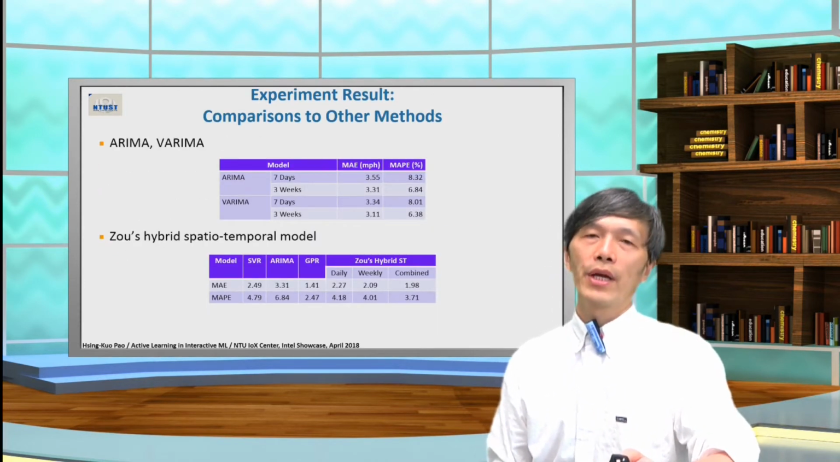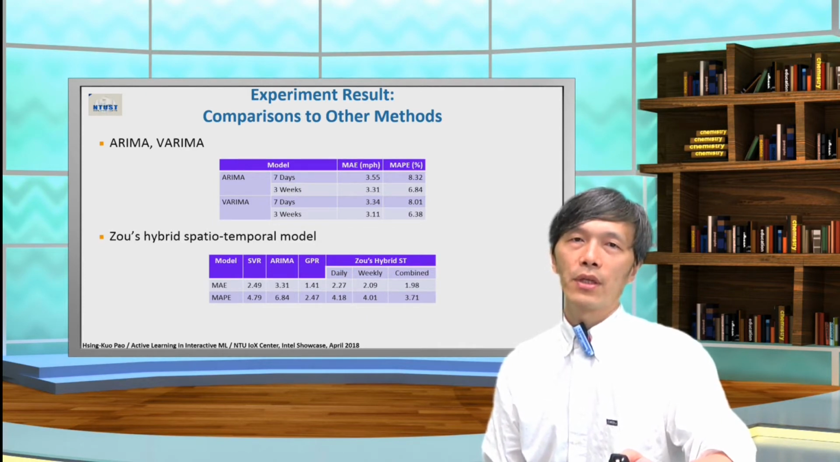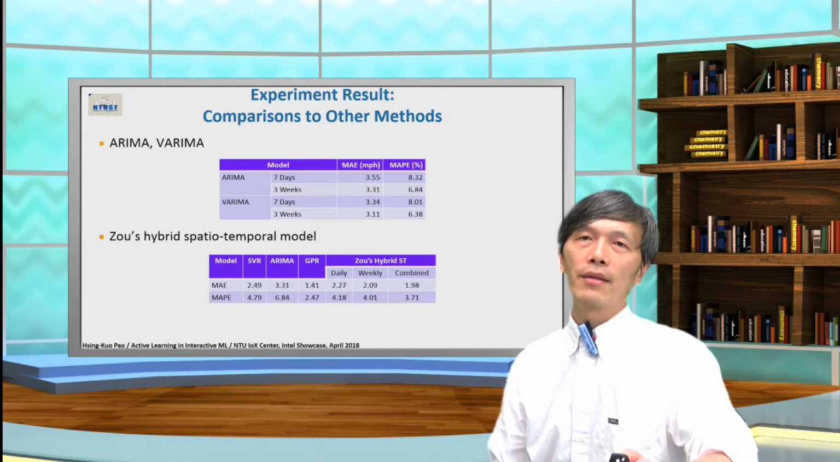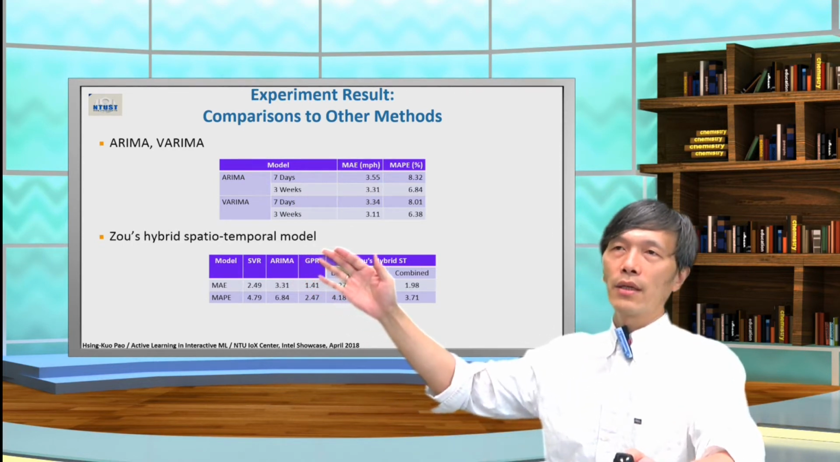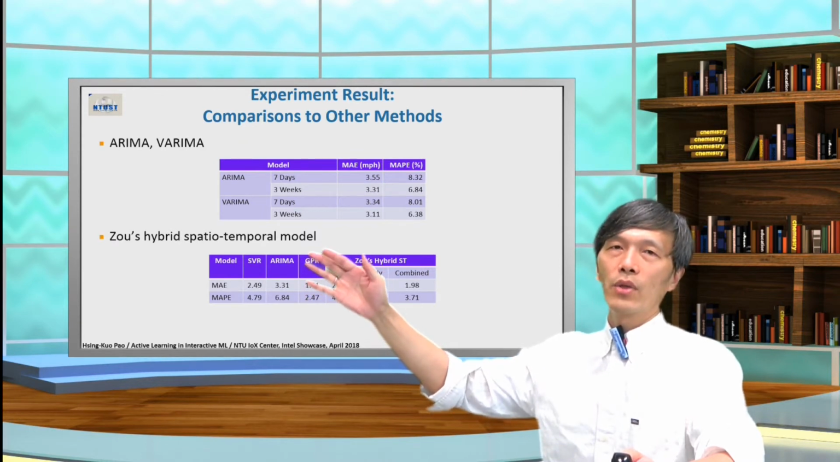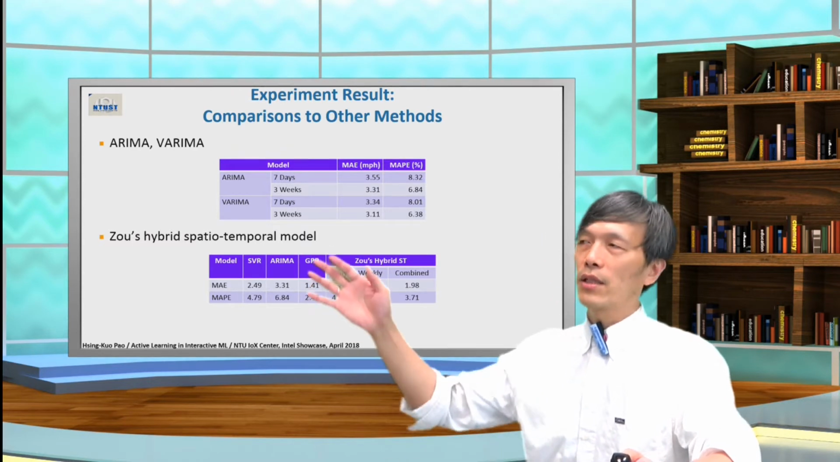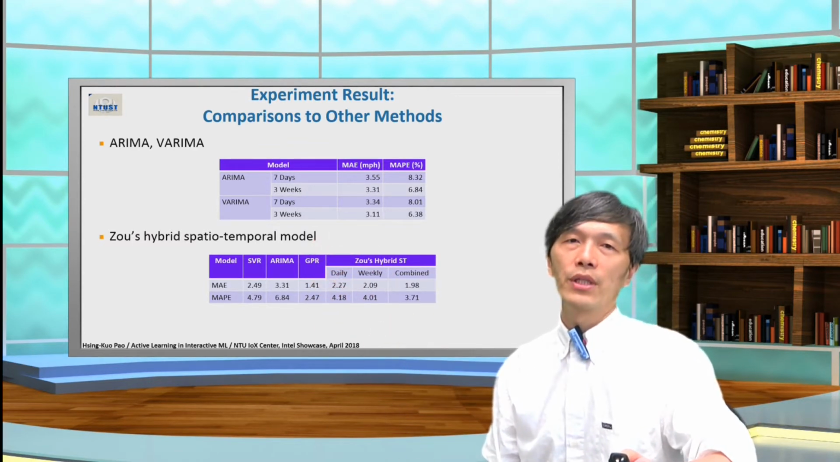So we also compare our model with some other well-known models such as V-ARIMA and support vector regression. What we can say with quite some confidence is that our result is much better than all the other methods. Some other people also used hybrid spatial temporal modeling, and their performance is not as good as ours.